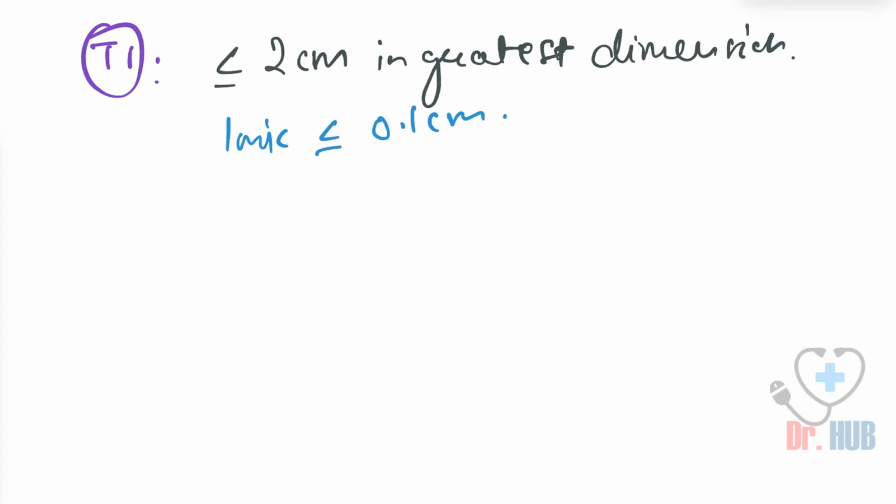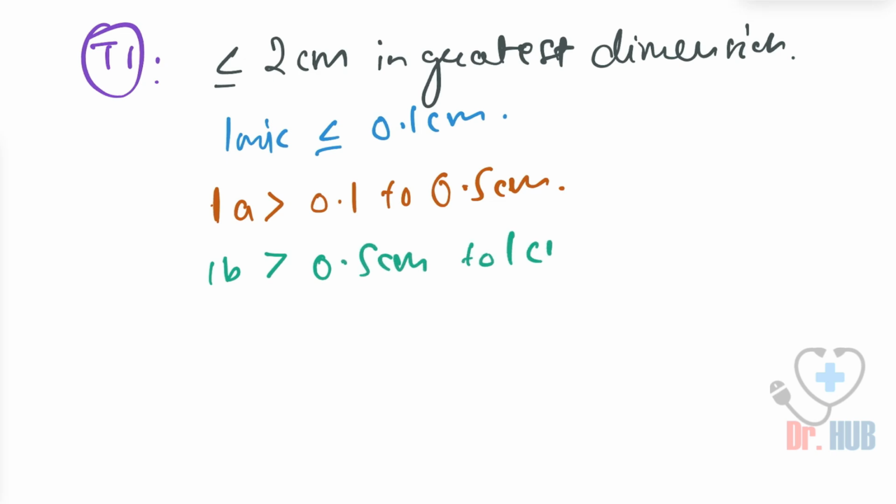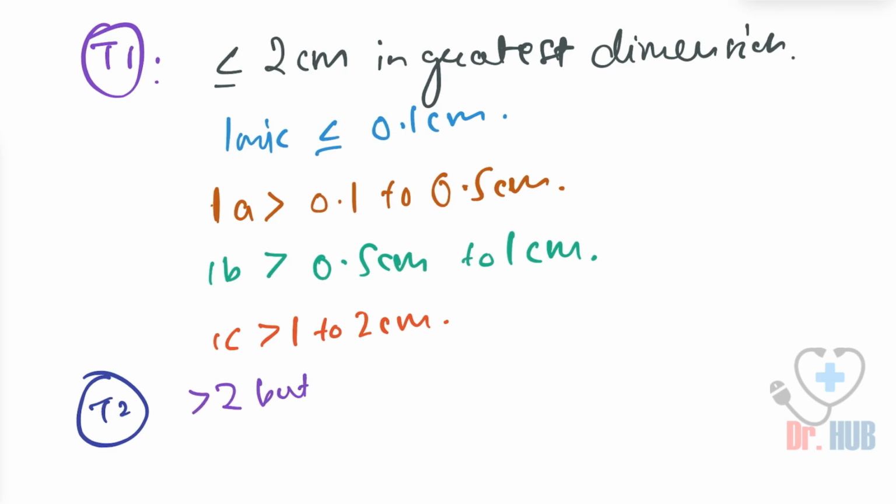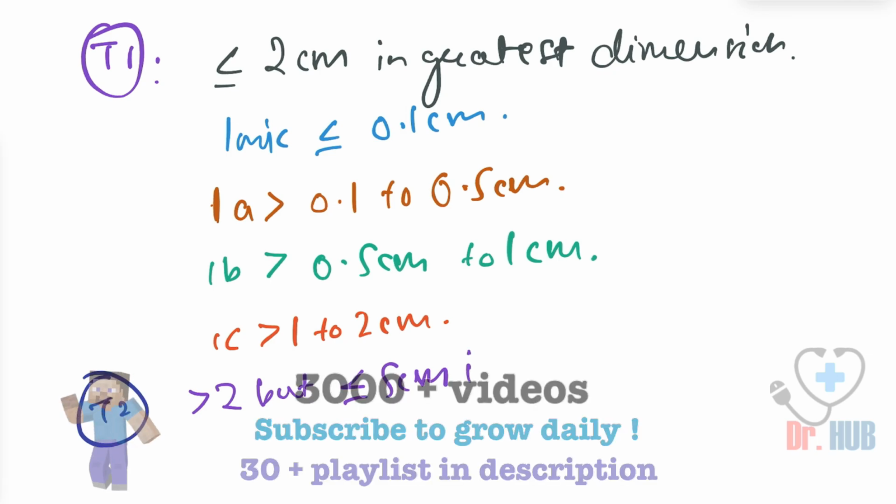Then when we look at 1A, it is greater than 0.1 to 0.5 centimeter. What about 1B? 1B is greater than 0.5 centimeters to 1 centimeter. Then 1C is greater than 1 to 2 centimeters. Next, when we look at T2, T2 is greater than 2 but less than or equal to 5 centimeters in the greatest dimension.